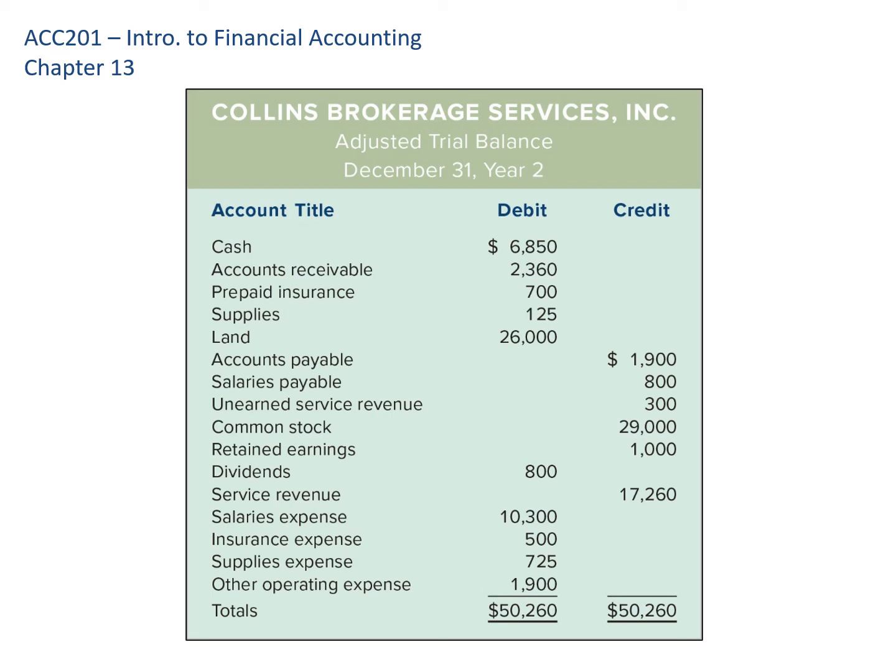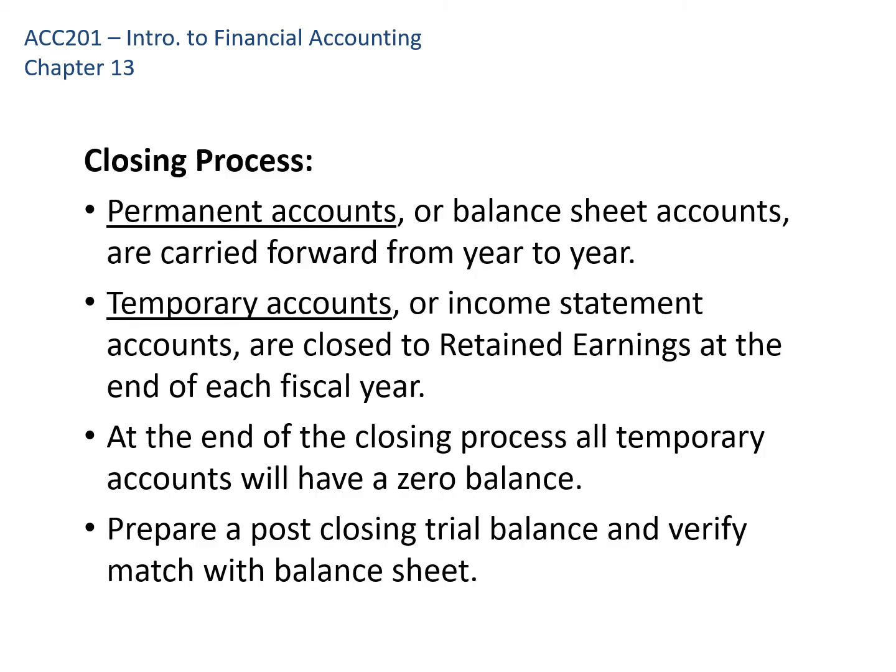So the last thing I want to talk about is the closing process. We'll look at our accounts and categorize them one of two ways. Some accounts are permanent accounts, meaning that their balances carry forward from year to year. If I have a $15,000 truck that I own on December 31st, then I still own that truck on January 1st. So it comes over the year-end process. Same thing with liabilities. All of my balance sheet accounts carry over from one year to the next.